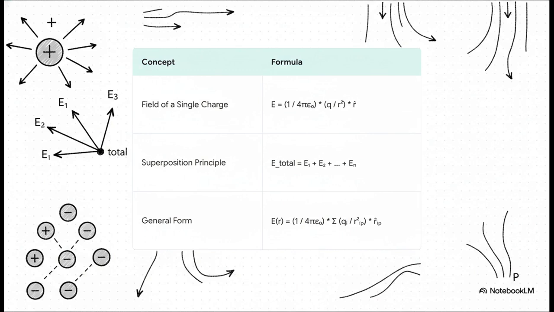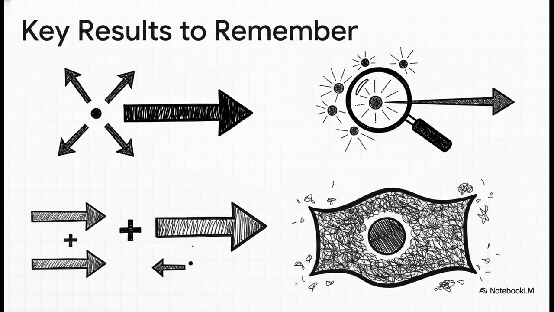First up, you have the basic formula for the field from a single point charge. Next, the superposition principle, stated as simply as possible. Just add up the vectors. And finally, the general form, which elegantly combines those first two ideas into one super powerful equation that works for any system of charges.